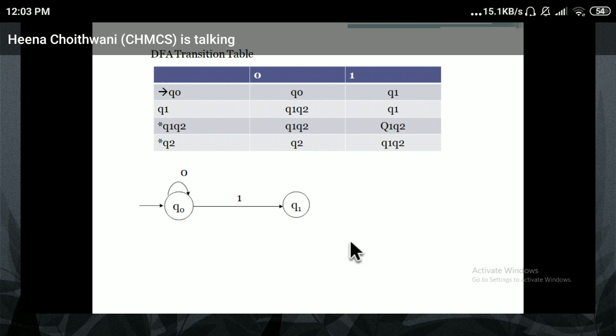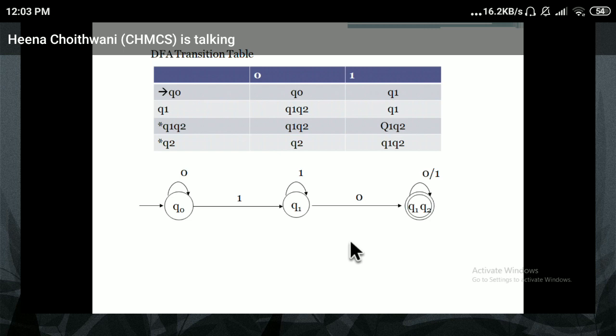So Q1 on 0 is moving to Q1, Q2. That is a new constructed state. So we'll write Q1 on 0 is moving to Q1, Q2. And I made it a double circle because it is a final state also, right? So Q1 on 1 is moving to Q1 only, so we have a loop. Q1, Q2 on 0 as well as 1 is moving to Q1, Q2. So we'll have a loop for 0 as well as for 1.